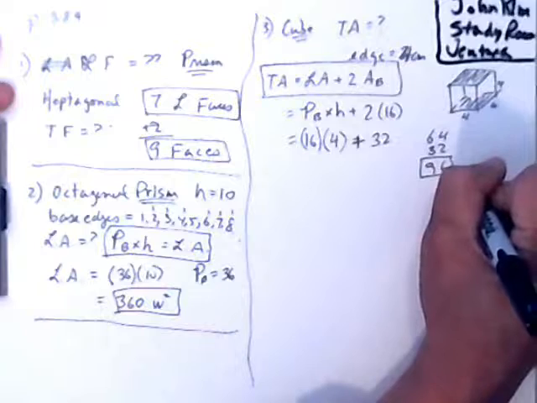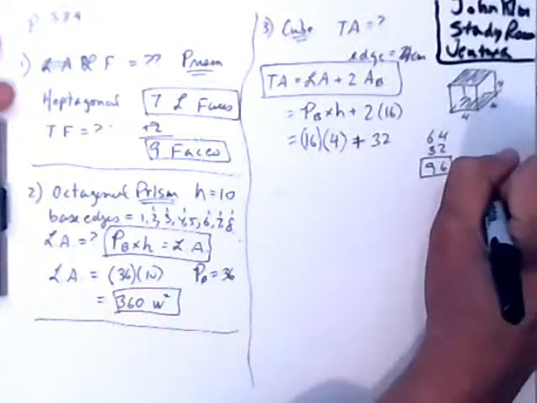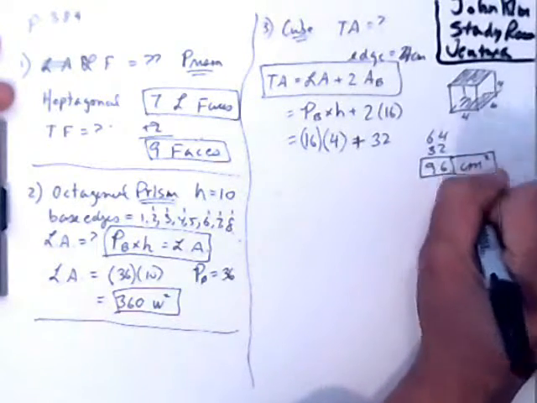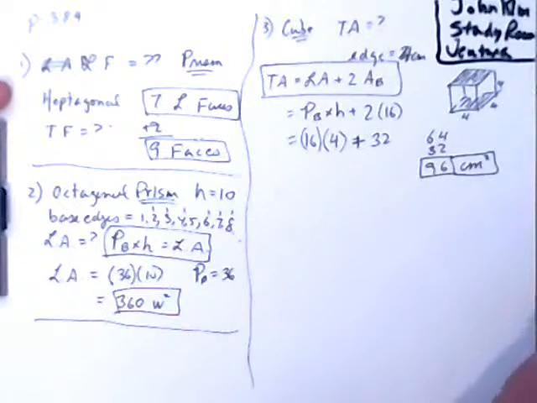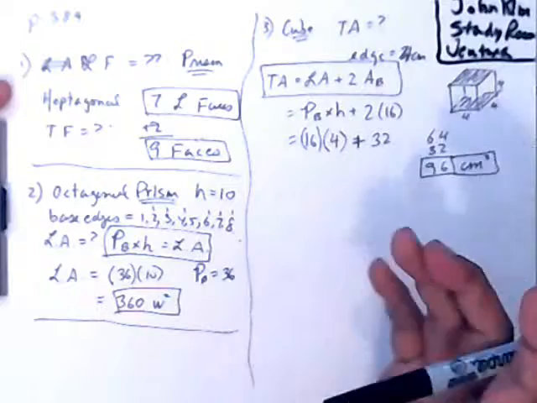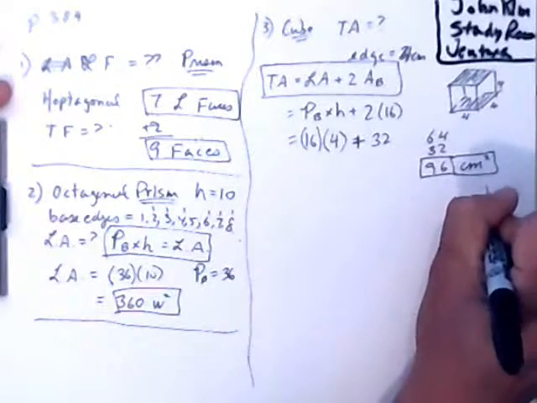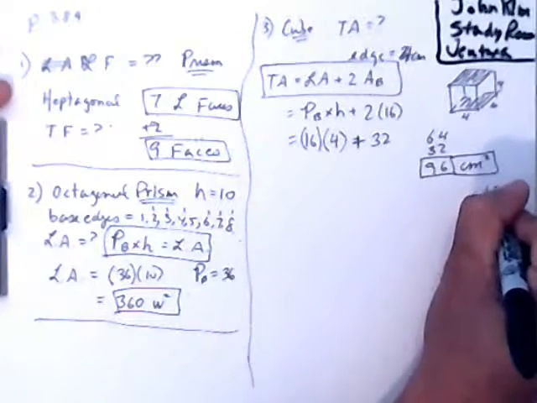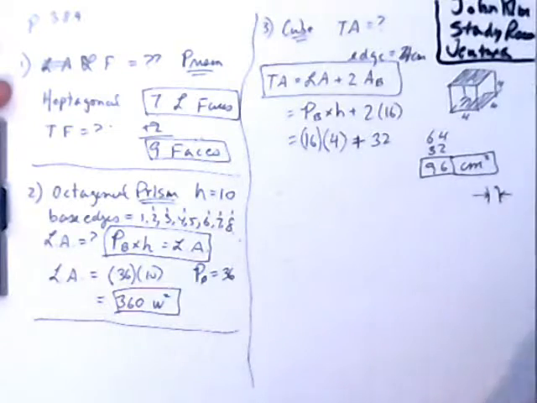Square units, they use centimeters. This book is really bad. They use centimeters quite a bit. I don't know why. Centimeters is about yay big. I don't know why they use centimeters as a rule. But anyways, so there you have it.